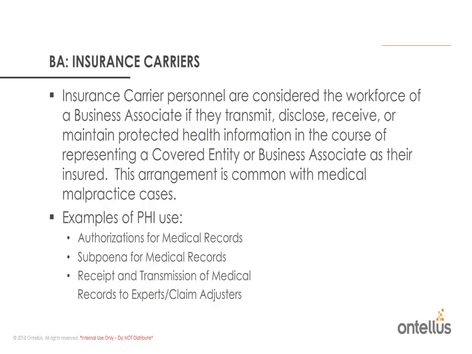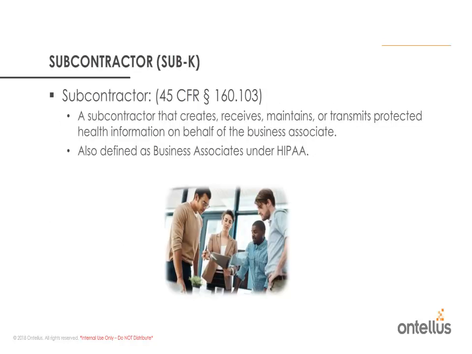Another arrangement where insurance companies would be considered business associates would be in medical malpractice cases, because this is where the workforce would transmit, disclose, receive, or maintain protected health information in the course of representing a covered entity or another business associate as their insured. For example, a claims adjuster would come into contact with PHI if they were getting medical records to evaluate a certain case. What is a subcontractor?